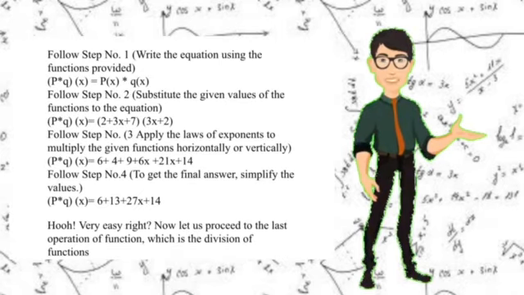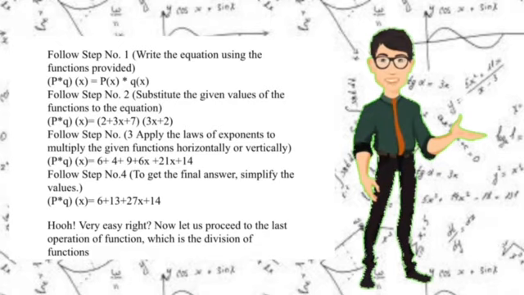Step number 1. Write the equation using the functions provided. p times q(x) equals p(x) times q(x). Step number 2. Substitute the given values of the functions to the equation. p times q(x) equals (2x^2 plus 3x plus 7)(3x plus 2).